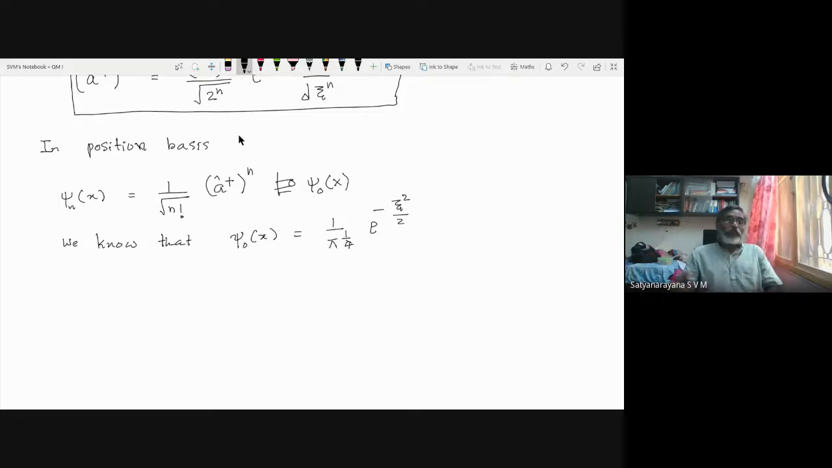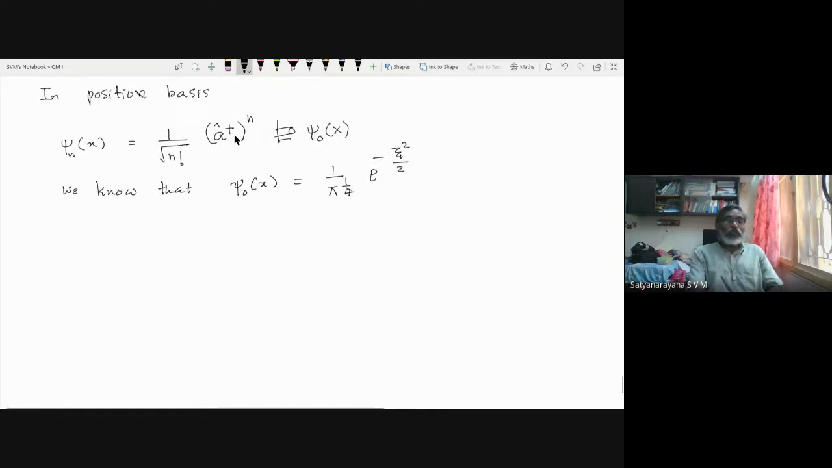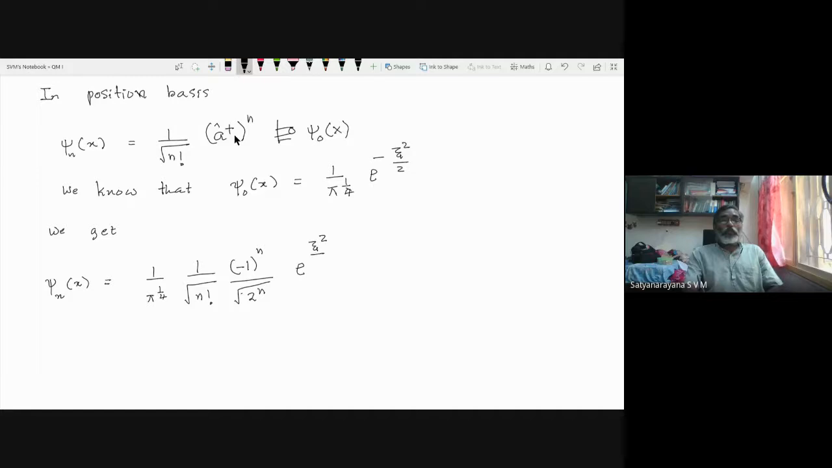E to the minus psi square by 2. So let us use that. Okay, so we get psi n of x is equal to 1 by pi to the power 1 by 4, into 1 by square root of factorial n, minus 1 to the power n divided by square root of 2 to the power n, into e to the power chi square by 2 d to the n by d psi to the n into e to the minus chi square by 2. This much is your a dagger on n. I have put the normalization constant like this, and this is acting on e to the minus chi square by 2.